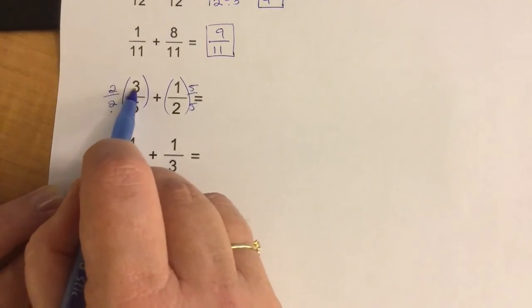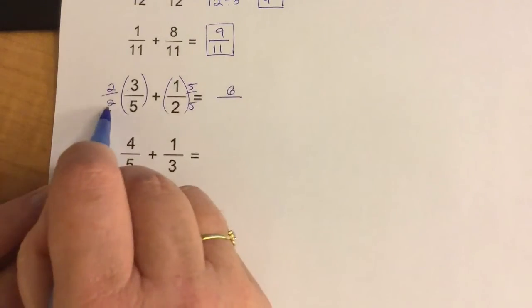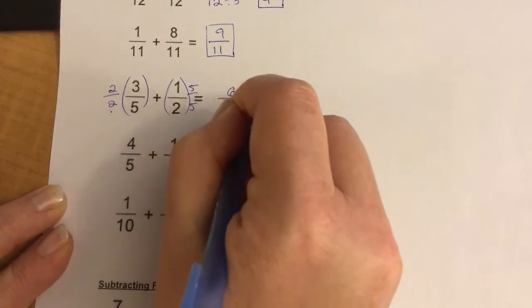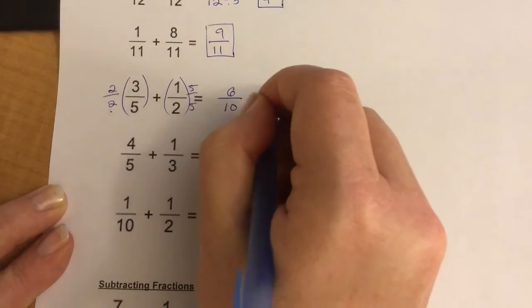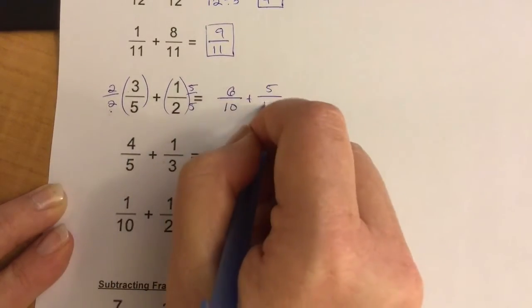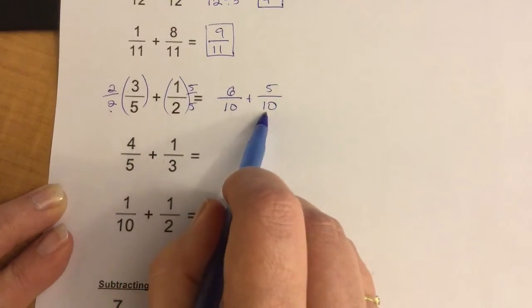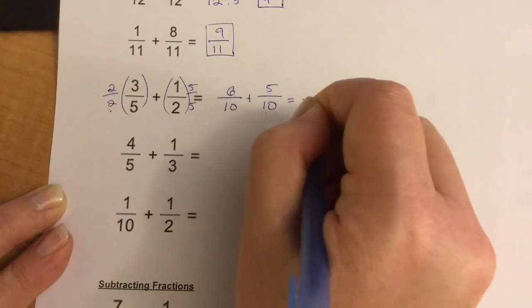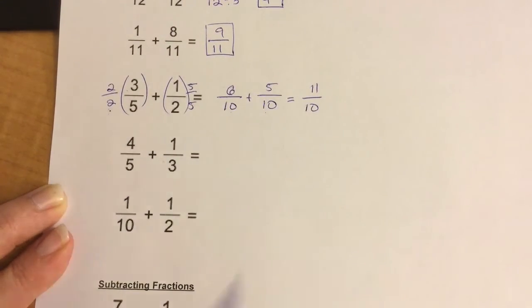So 2 times 3 is 6, 2 times 5 is 10, plus 1 times 5 is 5, 2 times 5 is 10. So now I have the same denominator and I can add. So 11/10. That fraction is done.